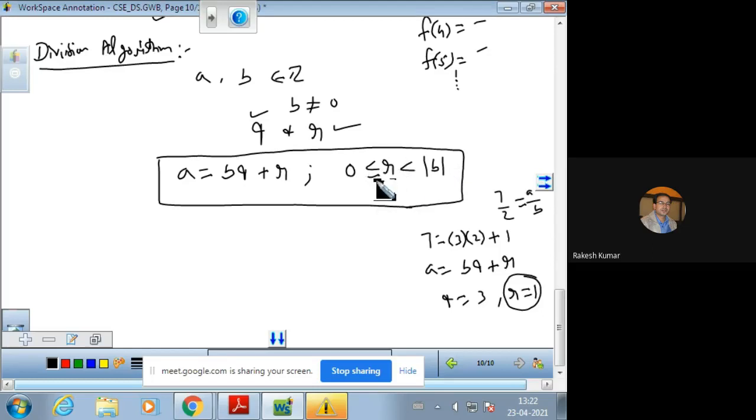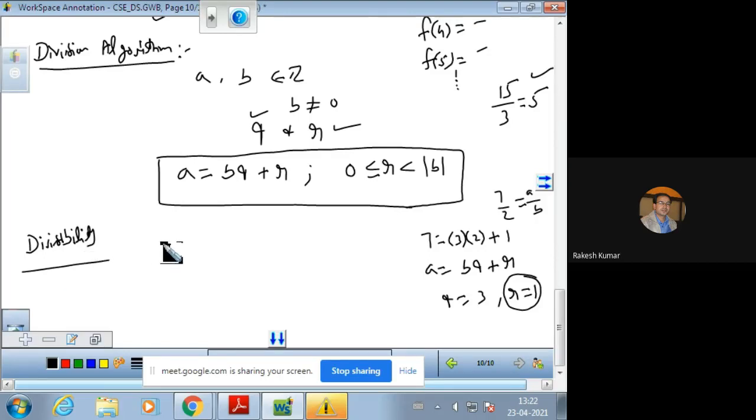So remainder exactly 0 means exactly divisible. Exactly divisible means 15 divided by 3, we will have exact value, and the remainder in this case is 0. So this is the meaning of divisible or division algorithm. One more term which we will use, that is divisibility.